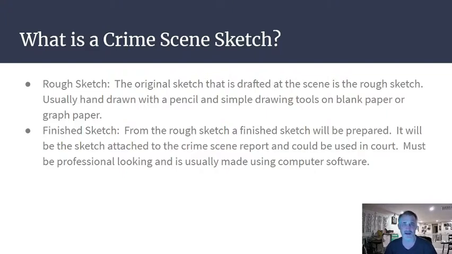So the rough sketch is the original sketch that's drafted at the scene. Usually it's hand drawn with pencil and simple drawing tools on blank paper or graph paper. Then the finished sketch is made from the rough sketch, and it's got to be basically professional level sketching. It's a sketch that's going to be attached to the crime scene report and could be used in court, so it's got to be top notch. Usually this is done nowadays using CAD, computer aided design, or software that can help you do this.